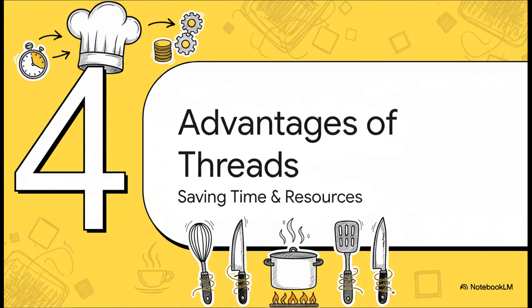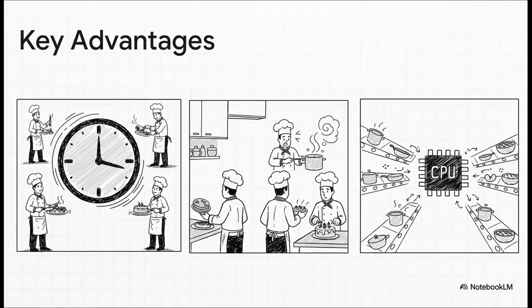So we've hired a team, we've made some rules, and we've even taught them how to communicate with each other. Let's just take a step back and look at the big picture here. Why go through all this trouble? What's the real payoff of having this well-oiled, multi-threaded kitchen? So what's the big payoff?